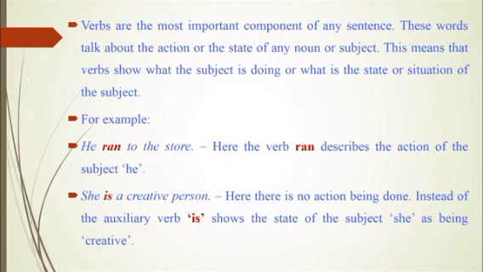The next example sentence is, she is a creative person. Here, there is no action being done. Instead, the auxiliary verb is shows the state of the subject, she, as being creative.